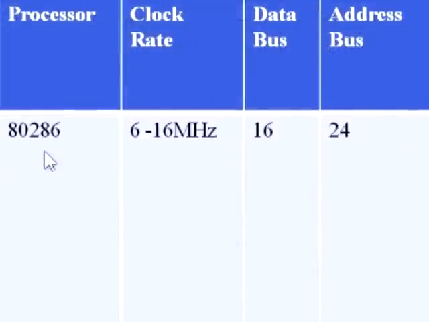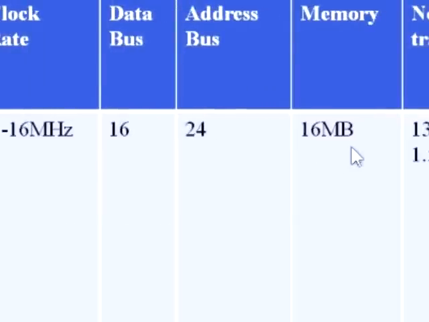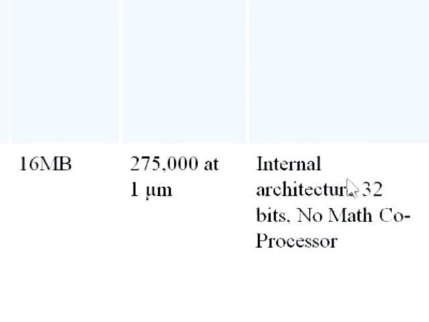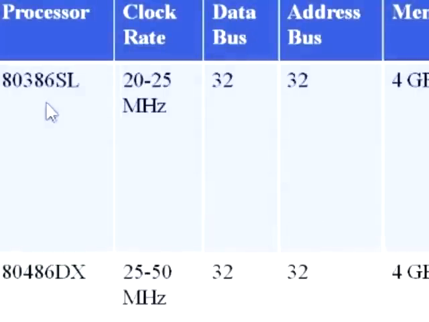The next improvement is 80286, where the number of address lines is 24, so the addressable memory becomes 2 to the power of 24, which is equal to 16 MB. The next one is 80386 SX, which also has 24 address lines. You can look at the special features. The internal architecture is 32 bits. Externally it has only a 16-bit data bus, but internally it can manipulate 32-bit data. That is a special feature of this 386SX.